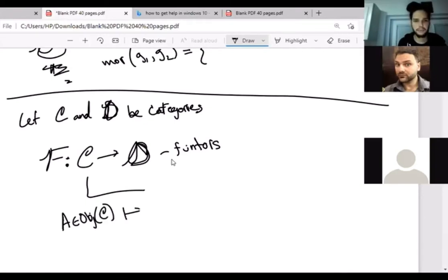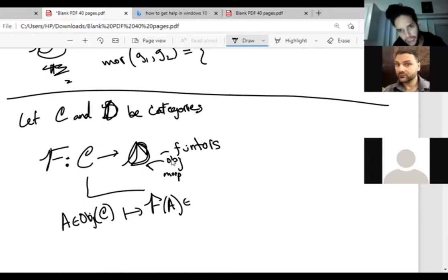This has to map through F to F of A, which obviously has to land in the object. This has objects and morphisms. Remember, that's what a category is, objects and maps. So an object in C has to be mapped to an object in the second one. This is natural.